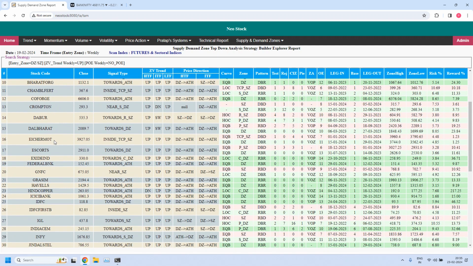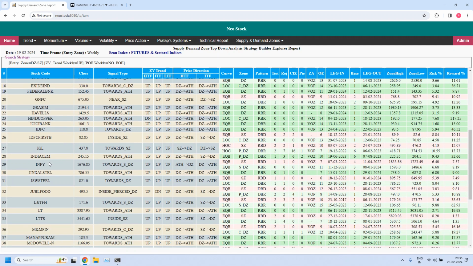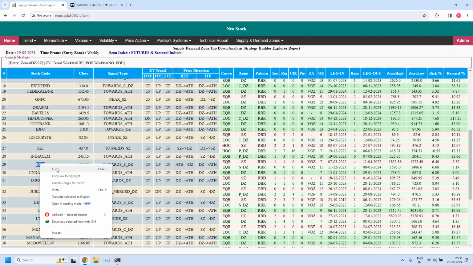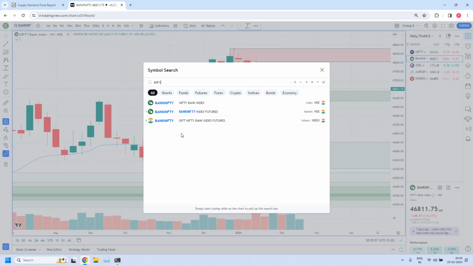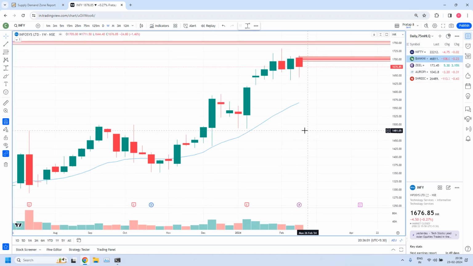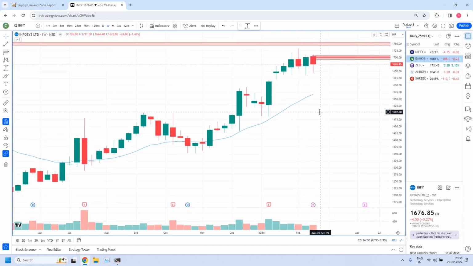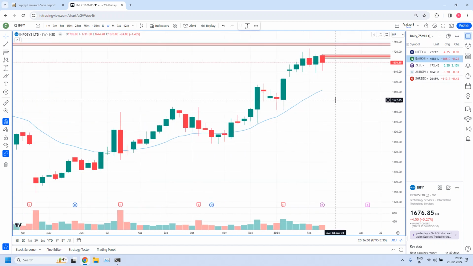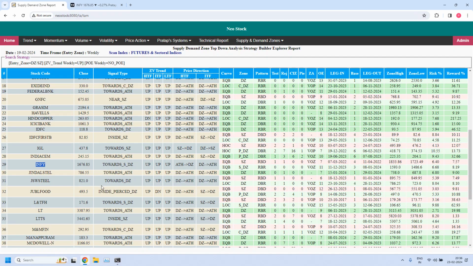Any good stock is there? Popular company. Yeah, Infy is there. So let me open Infosys. Let us open the Infosys chart. Trend is uptrend.